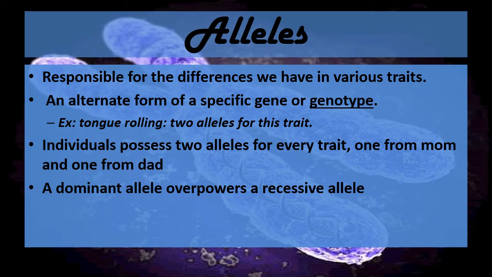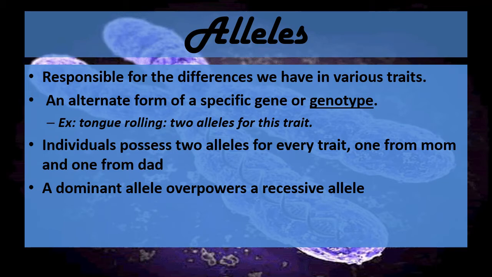So what is responsible for all these differences we have in these various traits? We're going to call them alleles. These are an alternate form of a specific gene. For tongue rolling, you have to have two alleles for this trait. Individuals who possess these two alleles might be able to roll their tongue, or they might have a certain type of hairline, whether it's straight across or it comes to a peak.